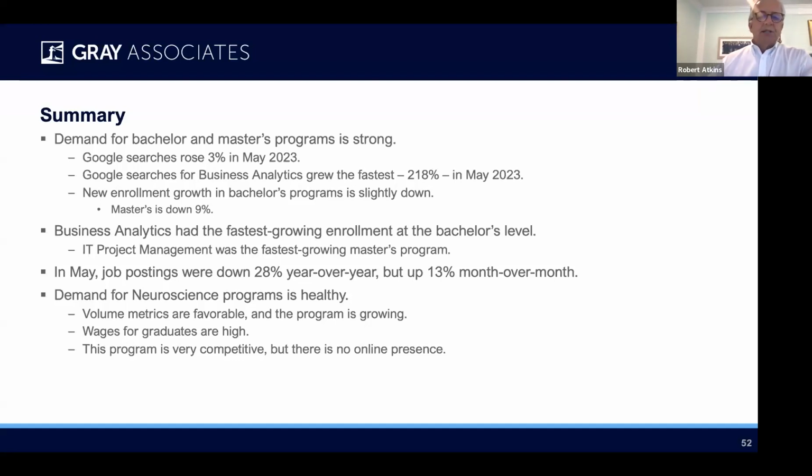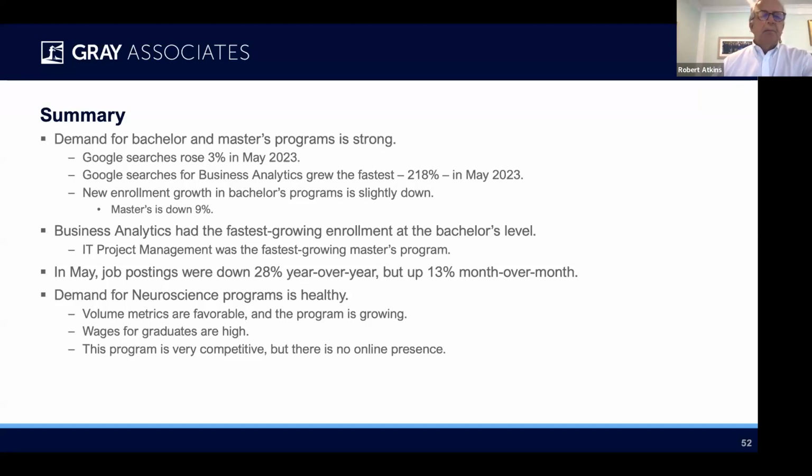In May, job postings were down 28% year over year, but up 13% month over month. And our program of the month, Neuroscience, is really quite healthy, with good student interest, good jobs, and especially good wages. Lots of competition, but not a lot of evidence that the market is saturated yet. So overall this month, I think we're looking at pretty positive news, perhaps more about what's likely to happen going forward than what actually happened.